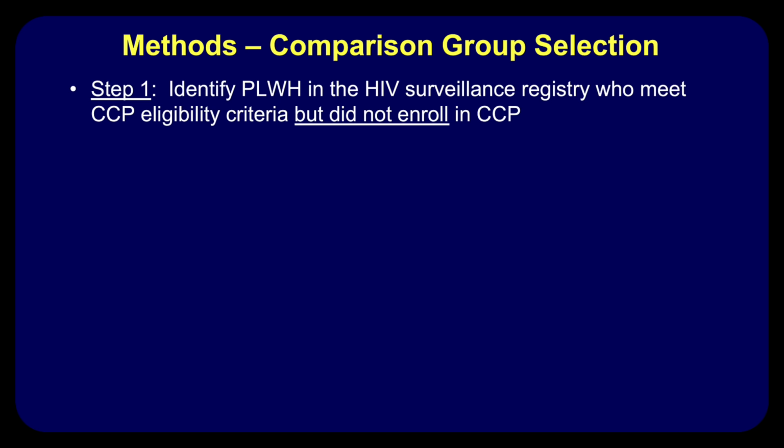So step one was to identify those people living with HIV in the surveillance system. This is for the comparison group selection. How do we identify those people in the surveillance system who meet the eligibility criteria for the program but did not enroll in the program? And this is really kind of like a target trial approach is what we were really doing here.